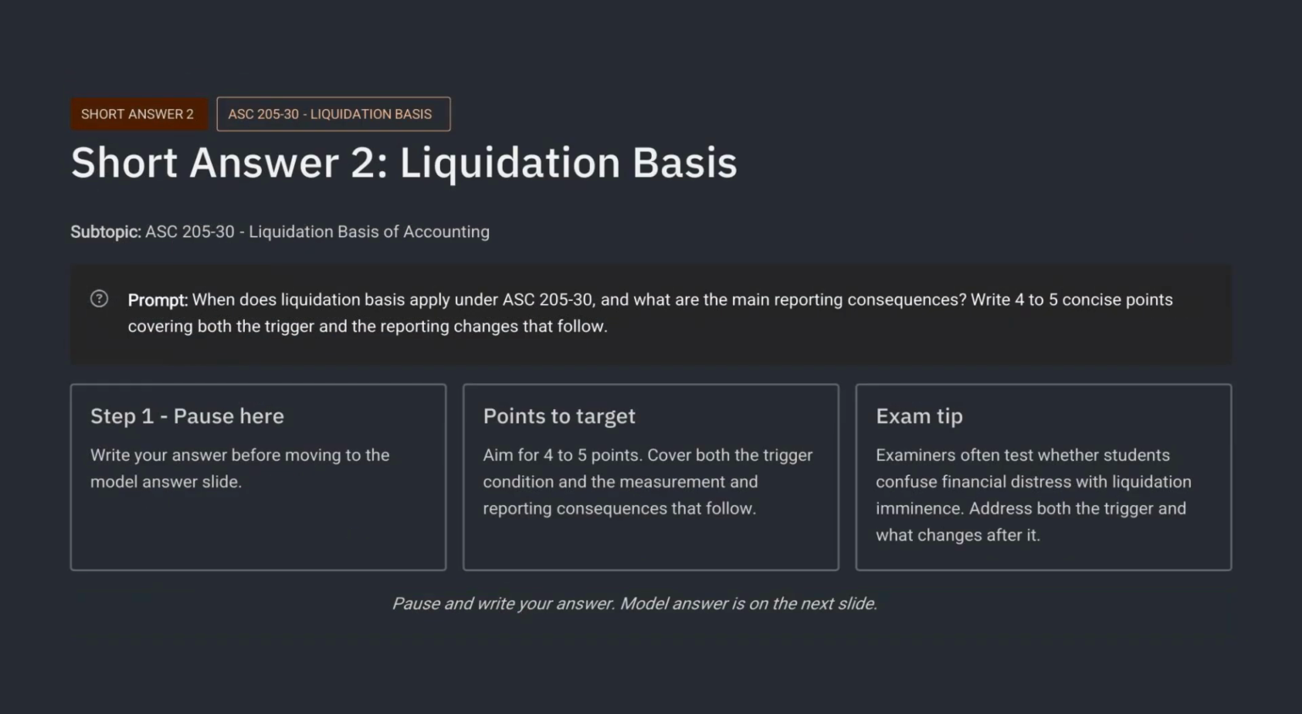Short answer 2 asks when liquidation basis applies under ASC 205-30 and what reporting consequences follow. This question tests both the trigger and the reporting shift. Do not write only "when liquidation happens." That is too vague. Explain that liquidation must be imminent, then explain what changes after that threshold is crossed. Write 4 to 5 points covering the approved or imposed trigger, expected realization, liabilities, liquidation-related costs, and required statements.